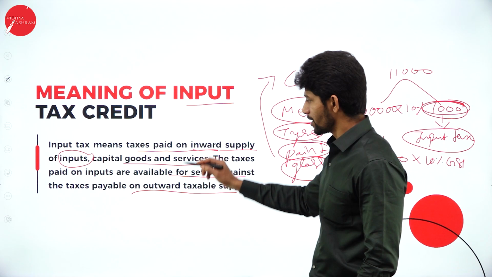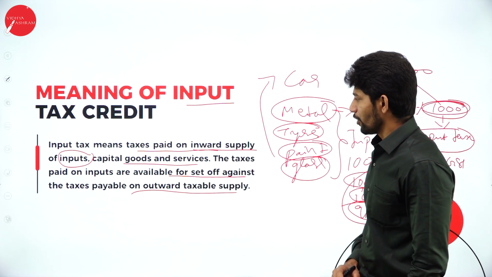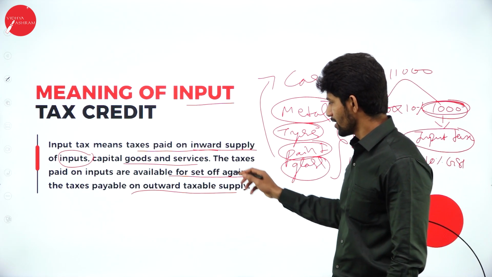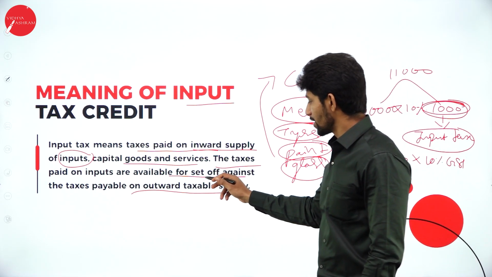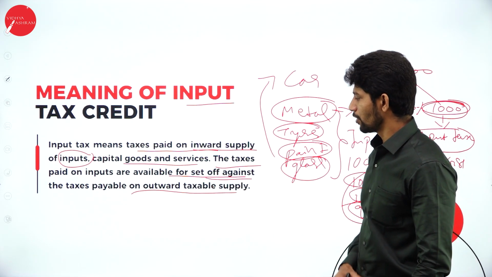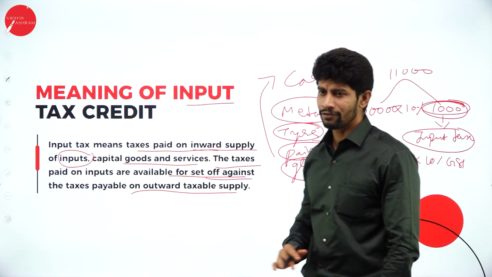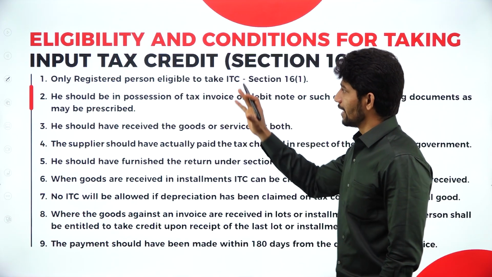So that is what the statement says. Input tax means taxes paid on inward supply of inputs, capital goods or services. The taxes paid on inputs are available for set off against the taxes payable on outward taxable supply. So this is the exact meaning of input tax credit. Okay, let us move further.